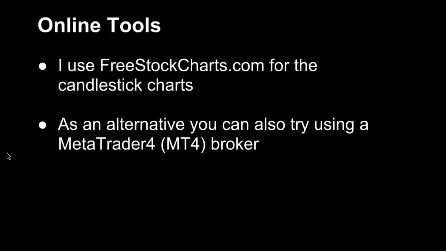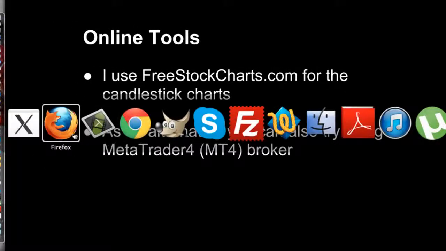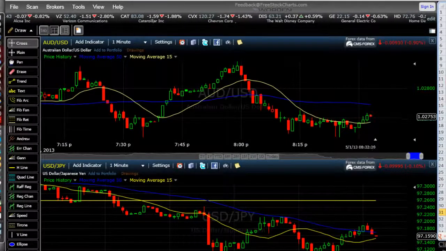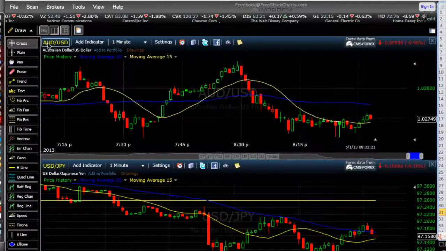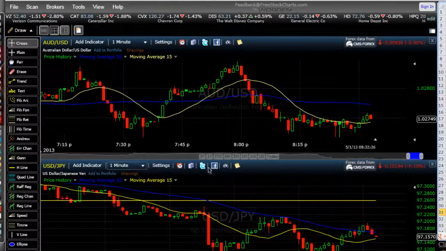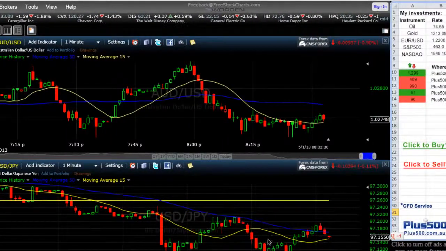And you're going to need some online tools. I use freestockcharts.com for the candlestick charts, which I'll just bring up here. So freestockcharts.com. Right here I've got the AUD USD charts in the top window and the USD Japanese currency pair in the bottom window.